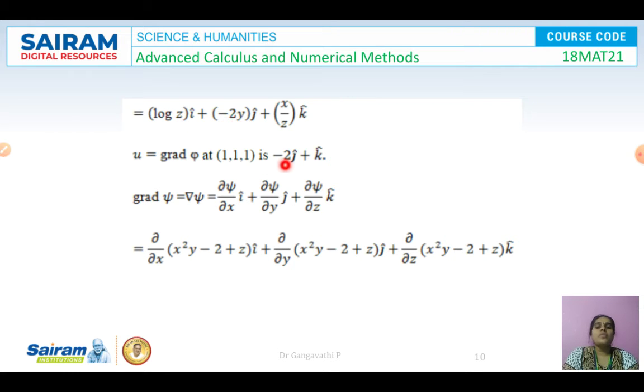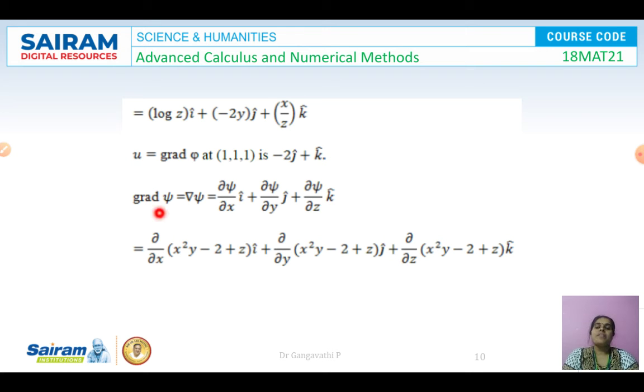Minus 2 into 1, minus 2. And x is 1, y is also 1. 1 by 1 is 1, it is k cap. So the first vector normal for the given surface phi is minus 2j plus k, and that we have named as vector u.